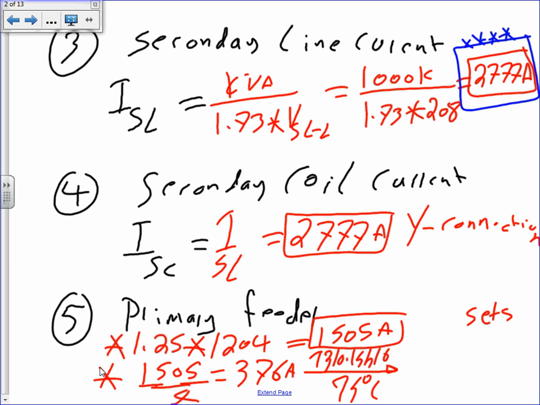4 sets. Thank you. 4 sets of how many conductors? Anybody came up with the size? How many conductors and what size? And why?